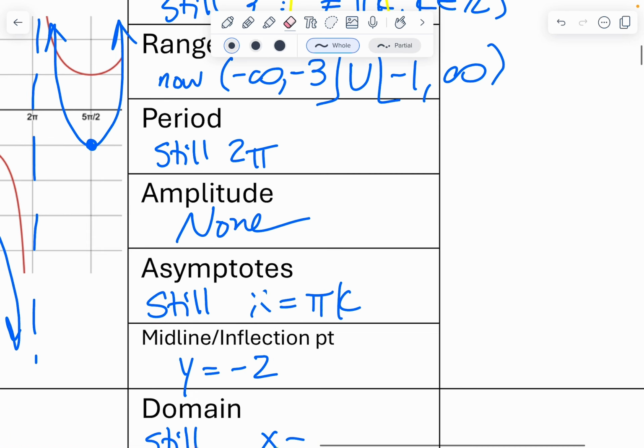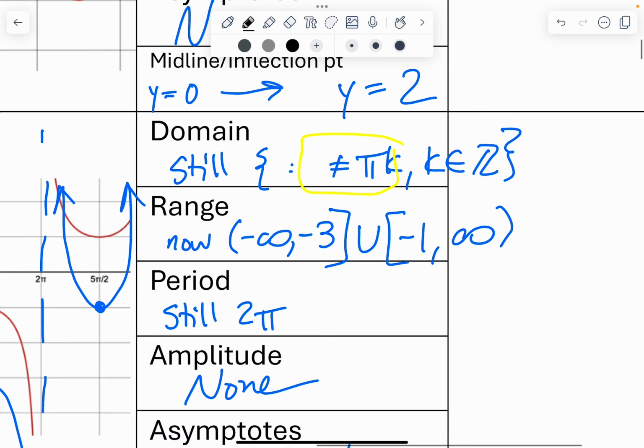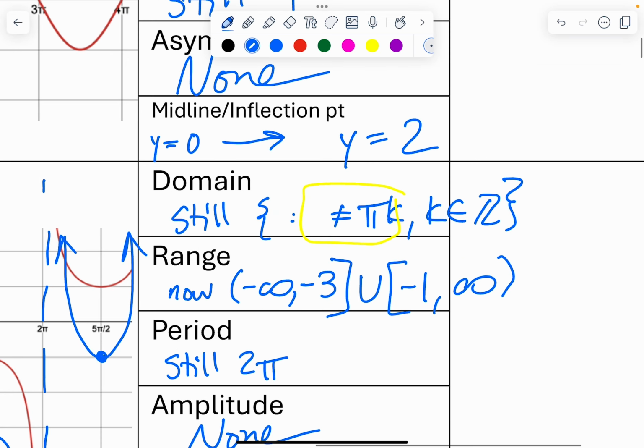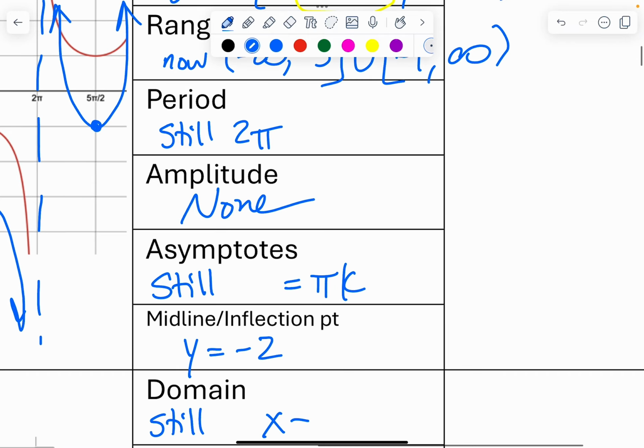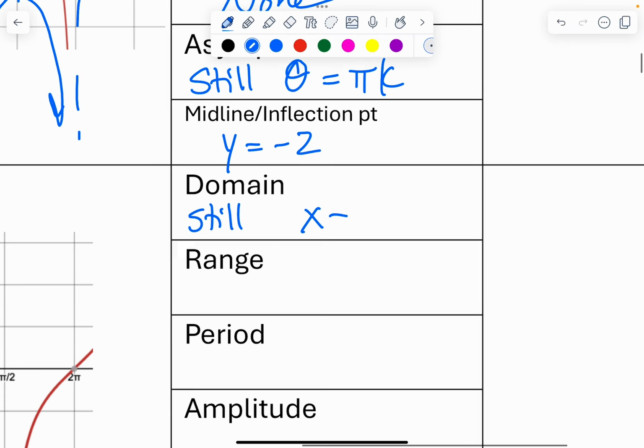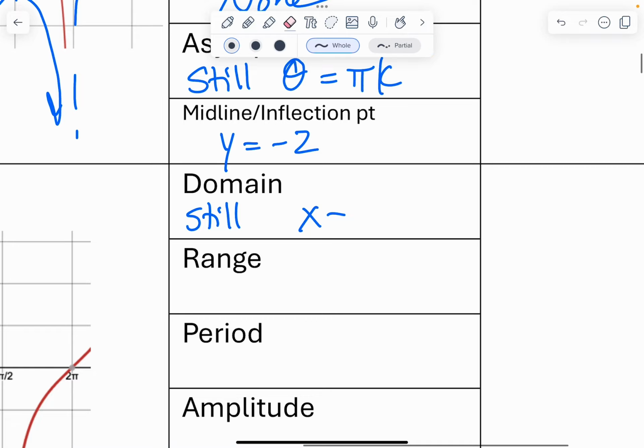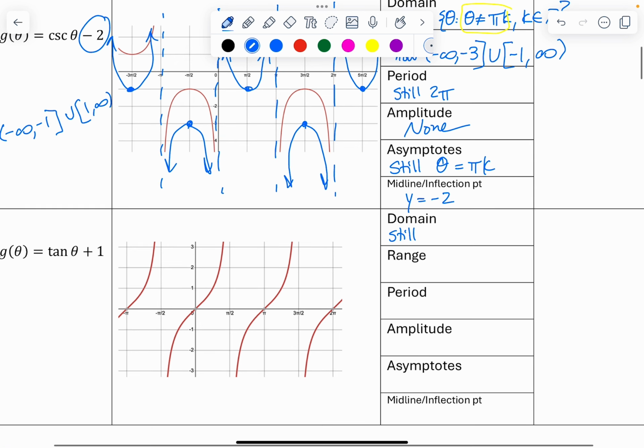There's one more right here. Okay, those should all be theta because they told us it was in terms of theta, and I apologize. It's a set of theta such that theta is not equal to whatever, and the asymptotes are still at theta equals pi k. And my domain, okay, see, I almost got away with it. My domain is still that theta is not equal to pi over 2 plus pi k.